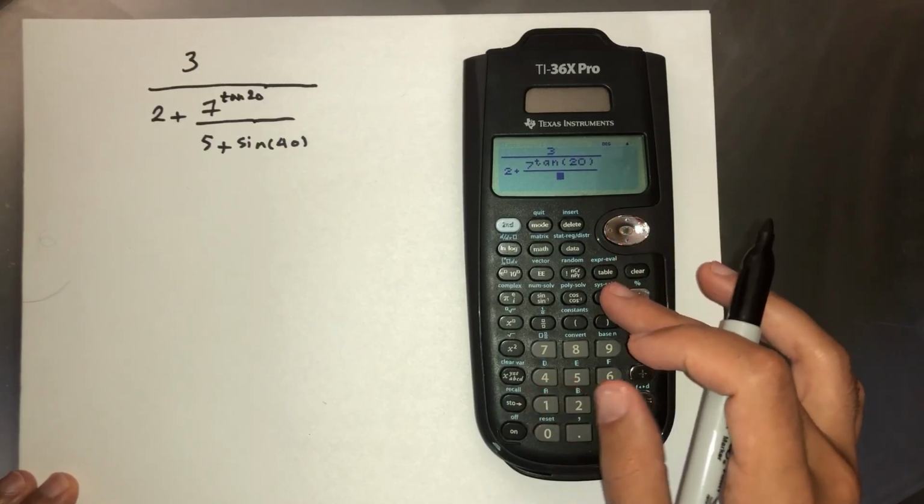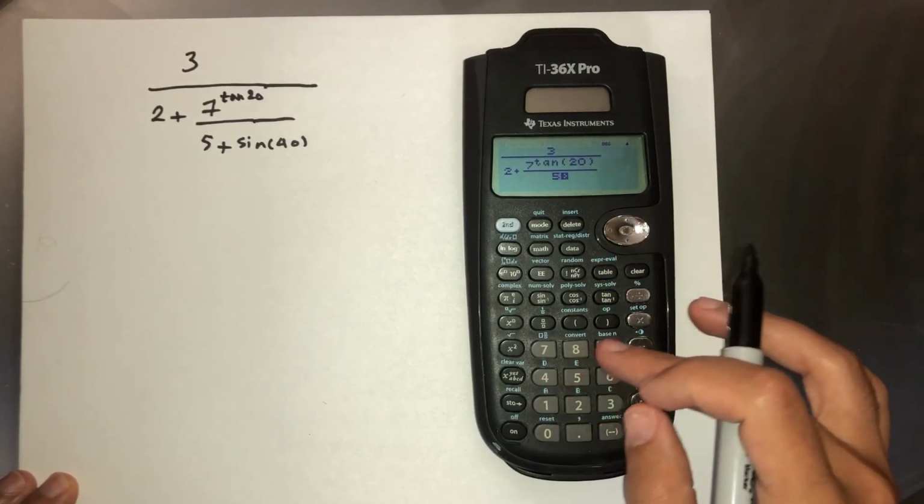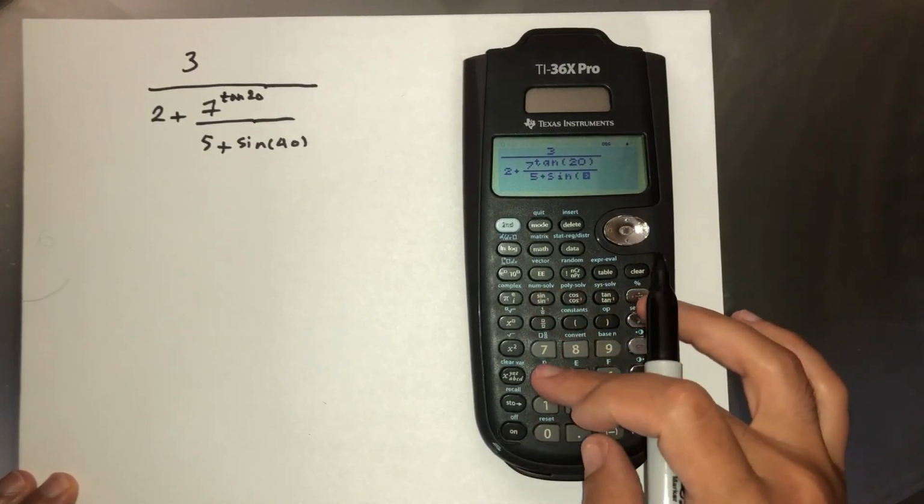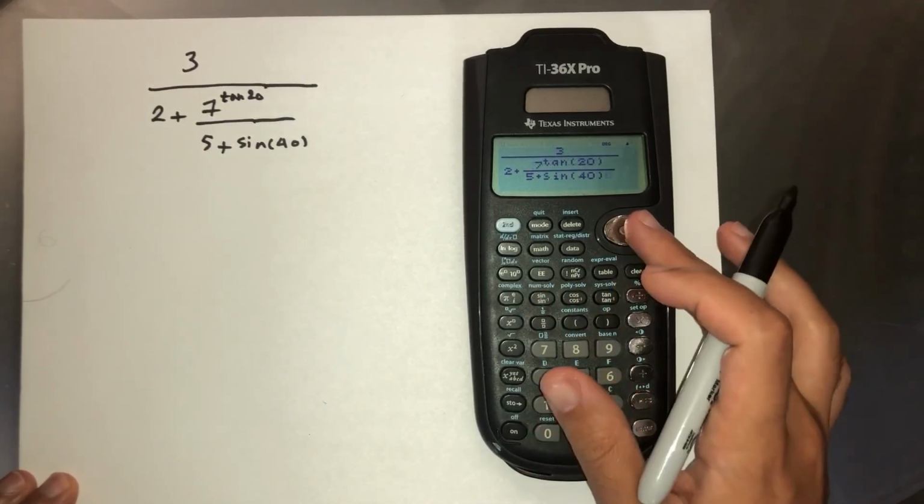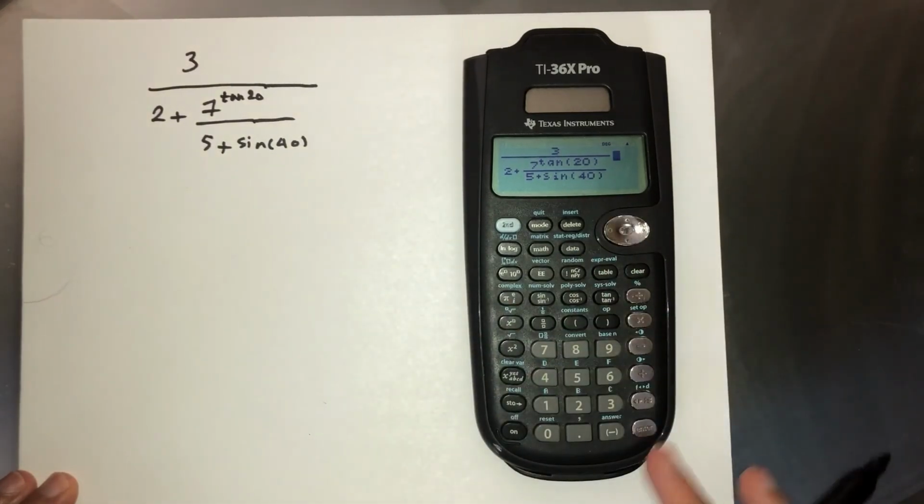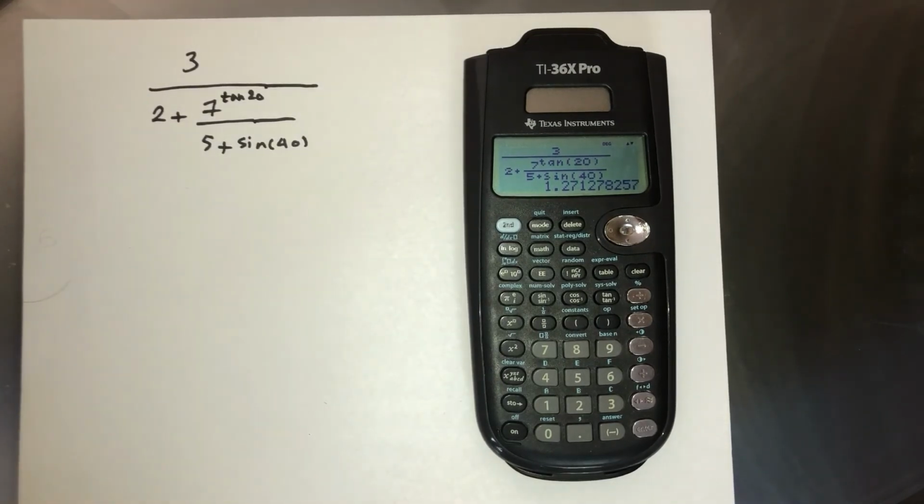the bottom you need to do 5 plus sine 40. So this way it's exactly the way I have it on the paper, so I can check things very quick and then I can press enter. So this is done, and it's very unlikely that you make a mistake or miss anything with this approach.